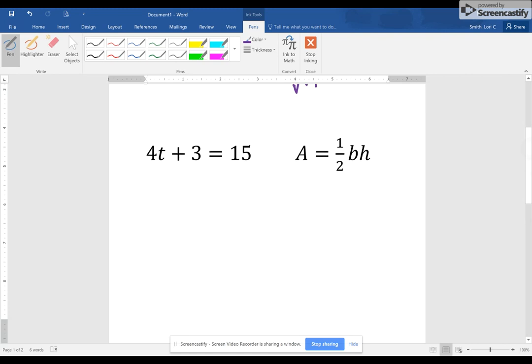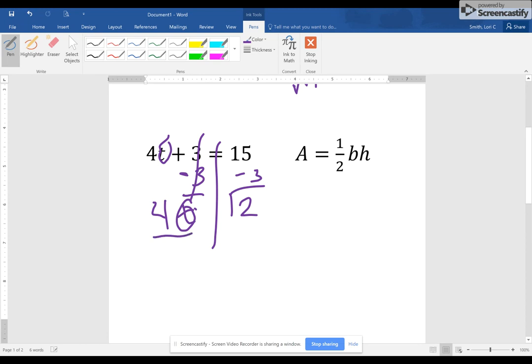Now we're going to look at a two-step equation. 4t plus 3 equals 15. To solve for t, we need to first subtract 3 from both sides. That cancels out. We're left with 12 on the right side and 4t on the left side. To get t by itself, we're going to divide both sides by 4, and we end up with t equals 3 as our solution. Our literal equation, A equals 1/2 bh, is also a two-step solution.